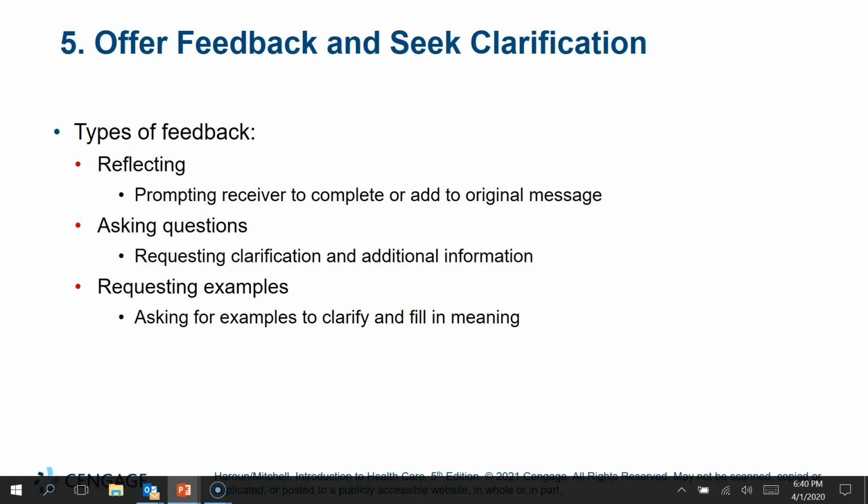The last one is requesting examples. And I love to do this because sometimes I really don't know where people are going. So in my mind, I have an idea of what they're saying, but I always ask for an example. And usually what I find is that my example was nowhere close to what they were trying to tell me.